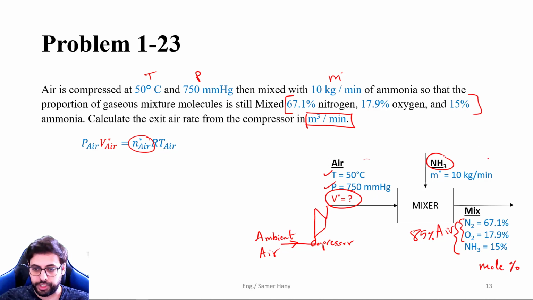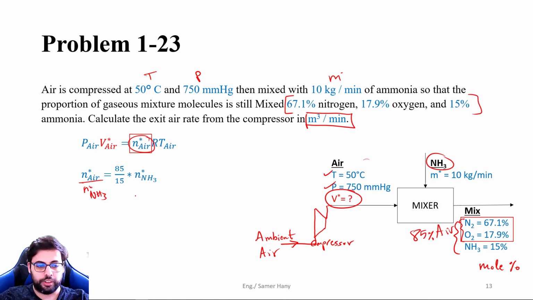And in this particular system, we have this composition. So we know that for each 85% air moles, we have 15% of ammonia moles as well. So we can say that the number of moles of air over the number of moles of ammonia is 85 over 15, and we can just get that ammonia to the other side to get the number of moles of air by itself. Okay, and once we get this number of moles of air, we can just substitute into the ideal gas law and get the volume of the air.